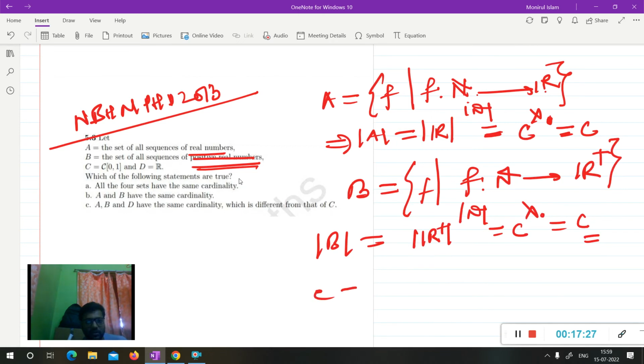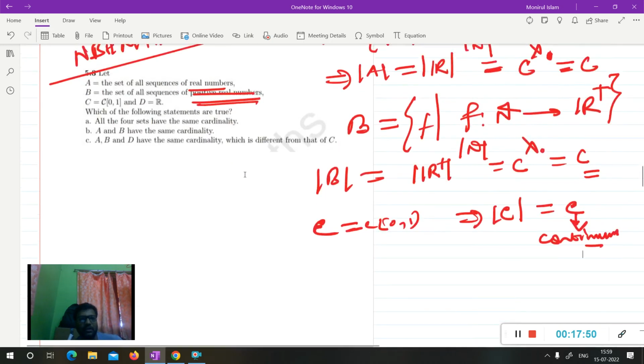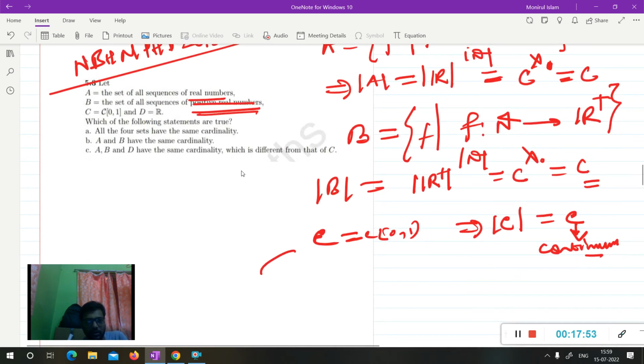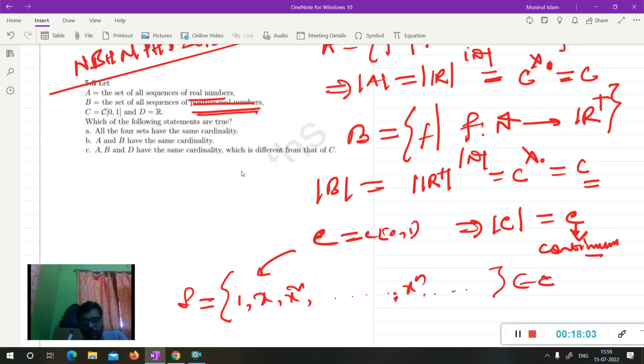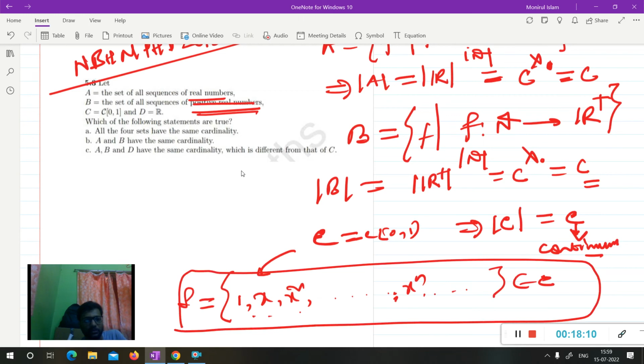Okay, now C is C[0,1], the class of real continuous functions on [0,1]. C[0,1] is also uncountable. Its cardinality is also C, the continuum, not the capital letter C of the function space, meaning uncountable. Okay, so C[0,1] is uncountable because this set, S equal to 1, x, x square, and so on, an infinite set x to the n, belongs to C[0,1]. This is because all these functions are continuous on [0,1]. Okay, so this set has infinite members, so how can it be countable? Okay, so C[0,1] is uncountable, and D, R, is also uncountable.